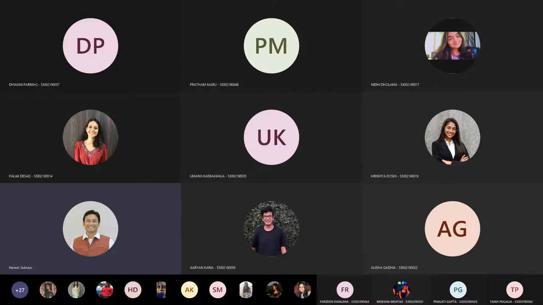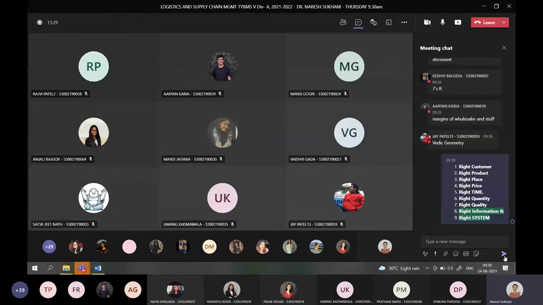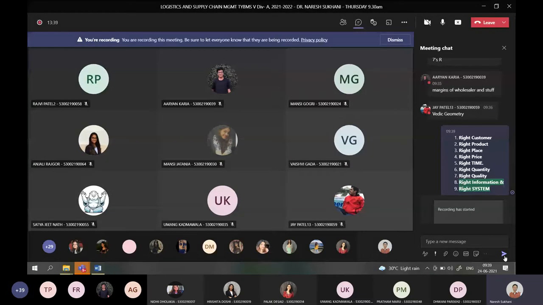So these are the two more R's which we need to learn and comprehend, which is the right to information and right system. Because this is quite prevalent in the current era, not generation.